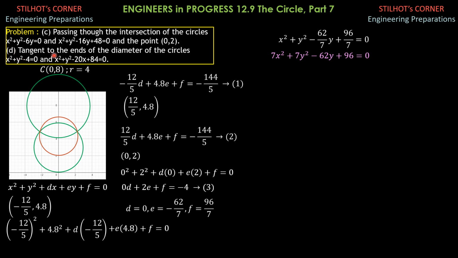For the last one, tangent to the ends of the diameter of the circles, these are the circles. I want you to show that the answer is, that's your part, x squared plus y squared minus 8x plus 12 equals 0.